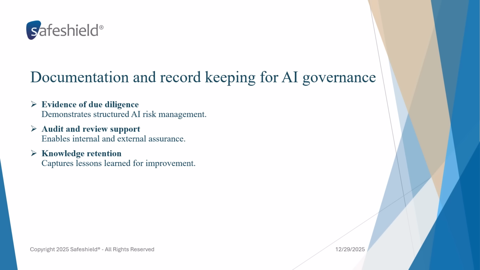Record-keeping supports internal governance by enabling management and oversight bodies to review decisions, verify compliance with policies, and assess the effectiveness of controls. It also supports external assurance activities, including audits, regulatory reviews, and responses to stakeholder inquiries. Beyond compliance, documentation enables organizational learning. Historical records of incidents, performance issues, and remediation actions provide valuable insights for improving future AI design, governance practices, and risk management maturity.